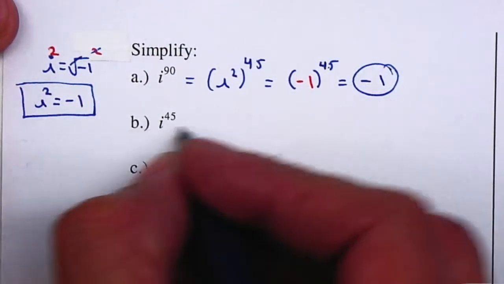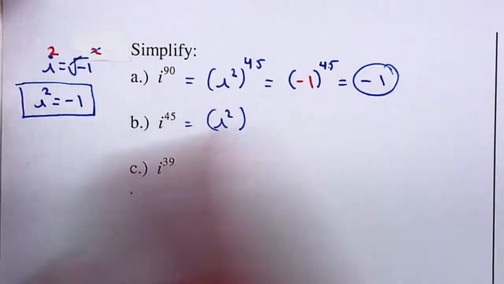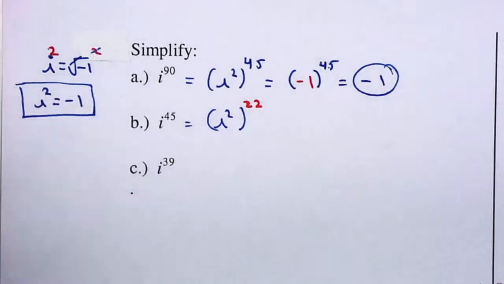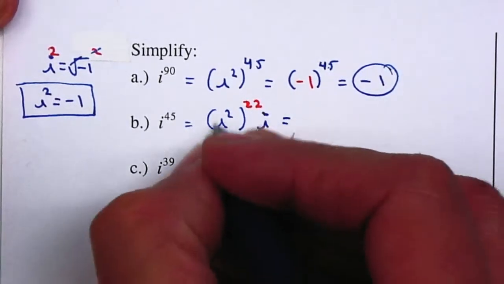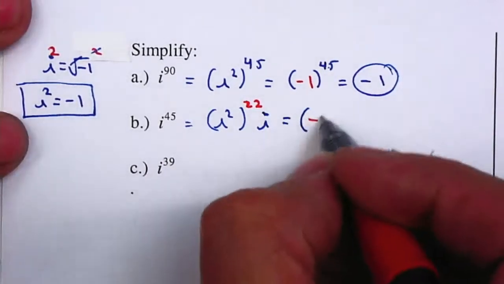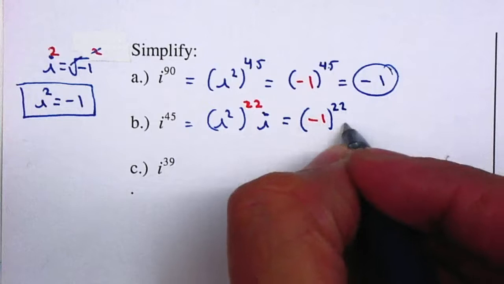Letter B. First, how many i squares are in 45? We have 22 of them, because 22 times 2 is 44, and we have 1 extra. Next, I'm going to replace i squared with a -1. The value of i squared is -1, according to our definition, to the 22nd power multiplied by i.